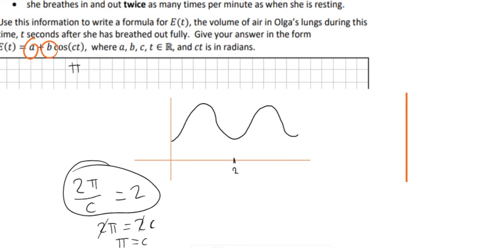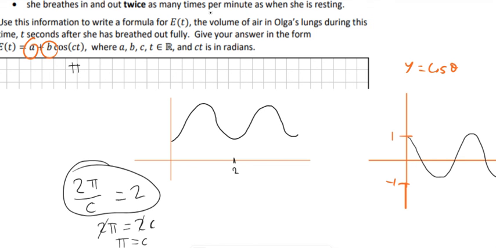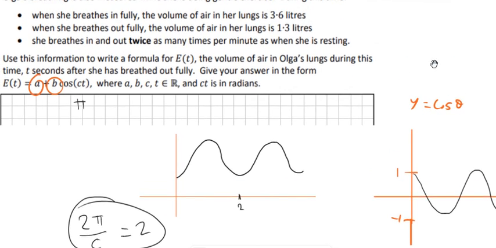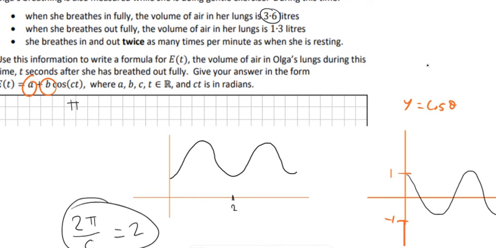If you think about a standard graph of cos, so just y is equal to cos theta, it goes between 1 and minus 1. It goes down, up, down, up. That's for the standard one. Here it's going to change slightly. The volume of air when they're full is 3.6, and when it's empty it's 1.3. So if I do 3.6 minus 1.3, I get 2.3, and if I divide that by 2, it gives me 1.15. So that's how much the graph will change by.